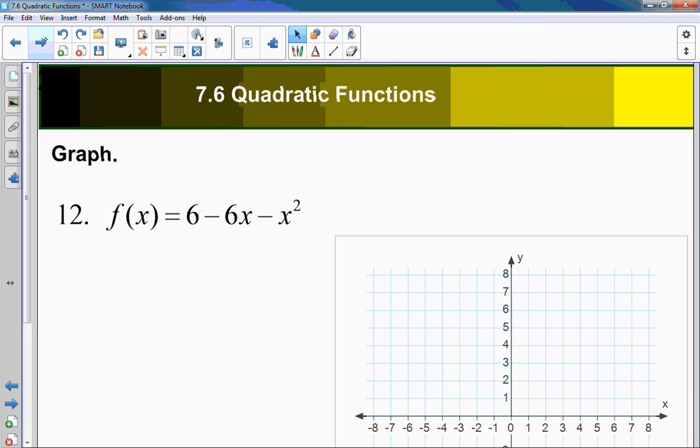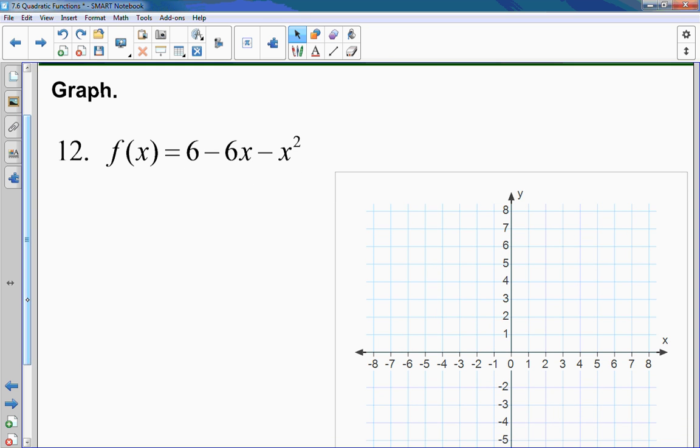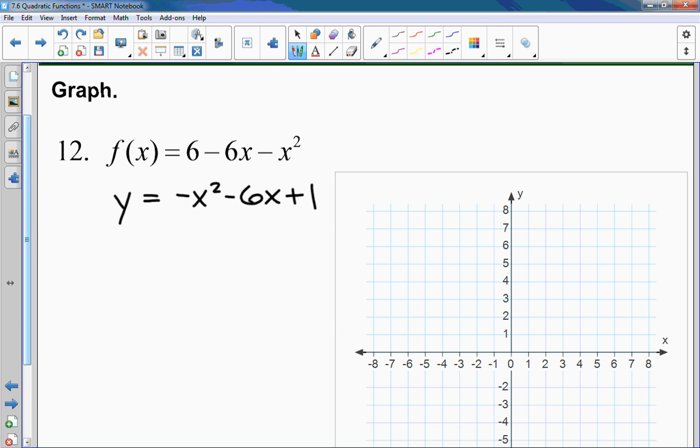So here is our third example. f of x equals 6 minus 6x minus x squared. Now, I'm going to rewrite this if that's all right with you. What does f of x equal? That's right, we can replace that with y, and I'm going to rewrite this in the order that makes sense to me. Sorry, plus 6. Sorry, I'm bad at math.